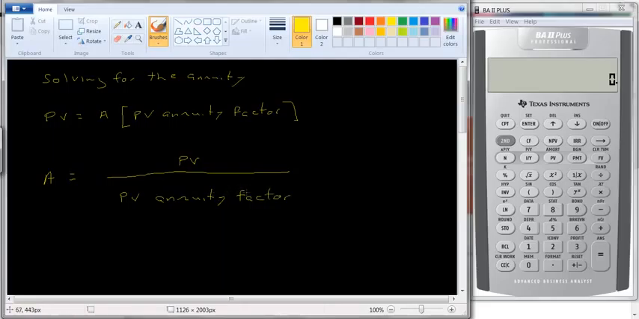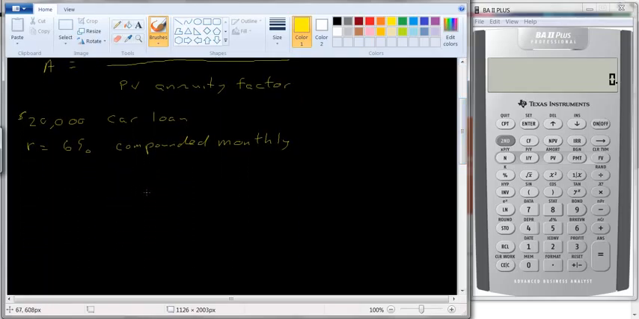So let's look at an example. Suppose you borrow $20,000 for a car, so a $20,000 car loan. And suppose the interest rate is 6%, but we're going to look at compounded monthly. Let's see what we have here. And we're going to talk about a 48-month car loan.